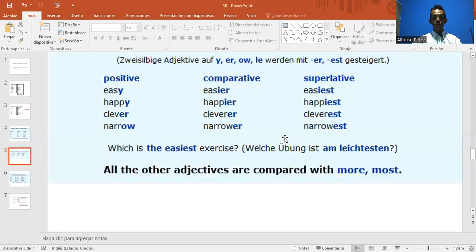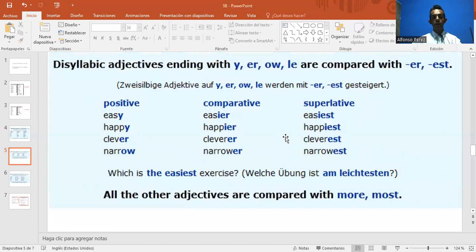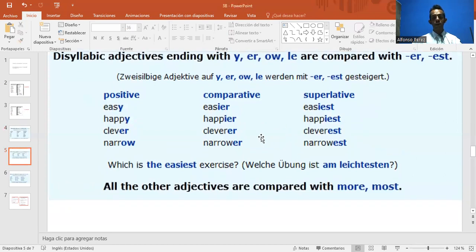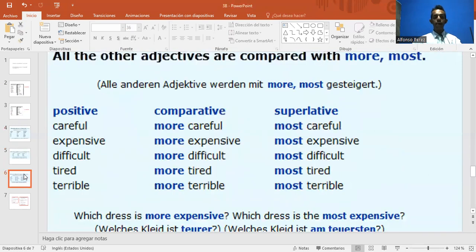Okay, then we have more. Here we have adjectives that end in y, er, o, w. So you say positive, easy, comparative, easier, superlative, easiest. Happy, happier, happiest. Clever, cleverer, cleverest. Narrow, narrower, narrowest. Then we have the long adjectives.